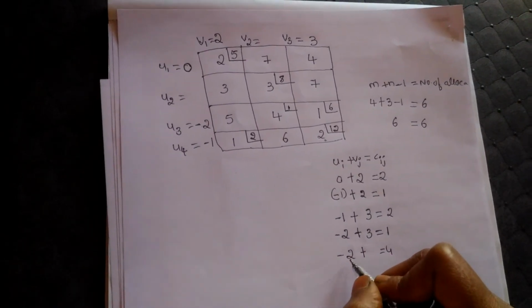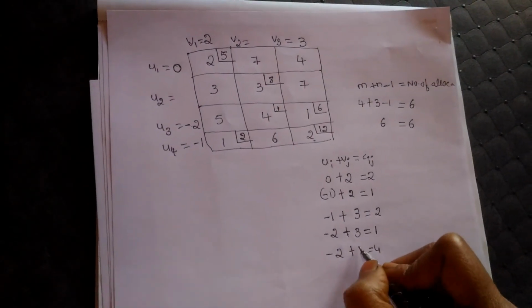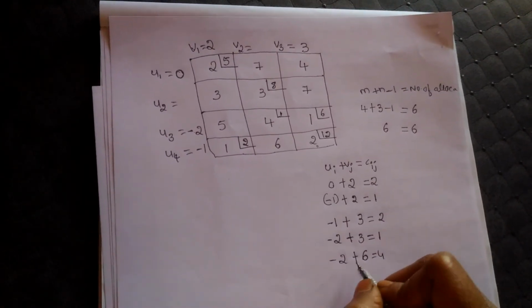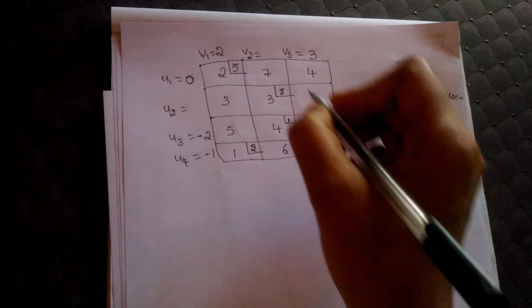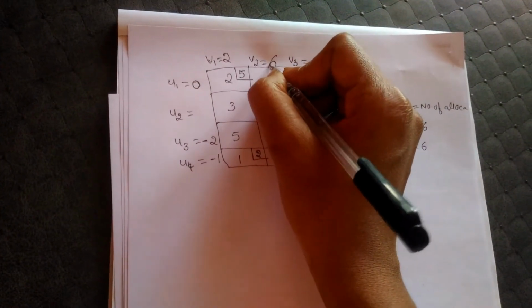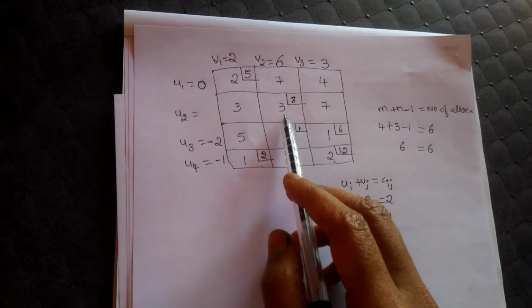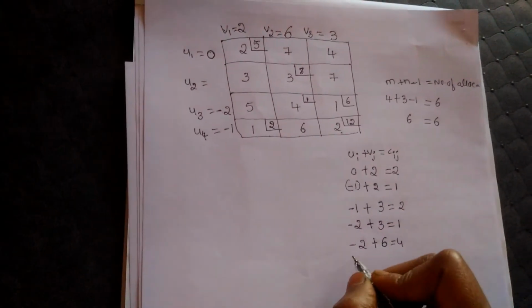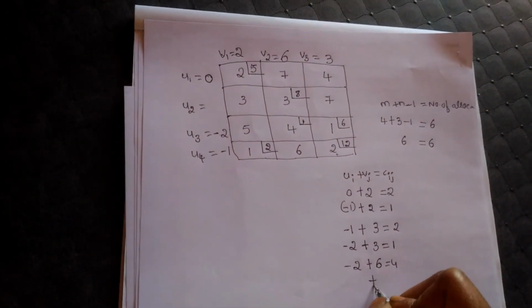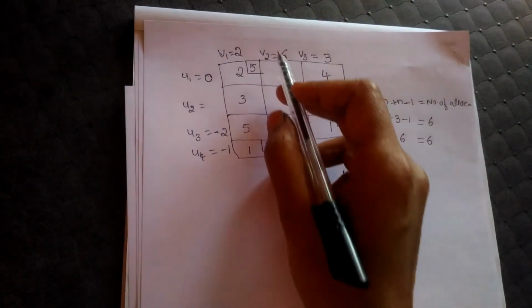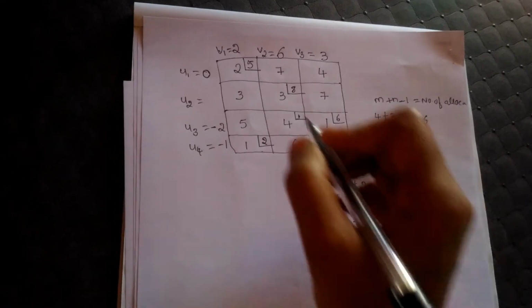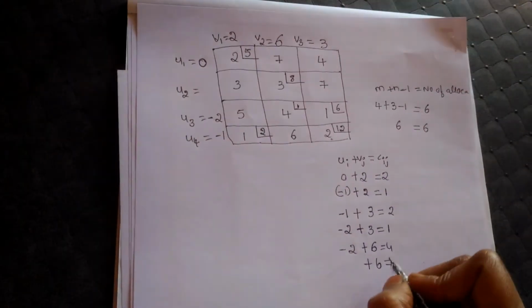Now what should I add for minus 2 to come up with 4? It's a 6. 6 minus 2 plus 6 will give me a value of 4. So the value here is 6. With help of this, I will now be able to find out the value for U2. We don't know the value of U2, but we know the value of V2, that is 6, and C2,2 is nothing but 3.